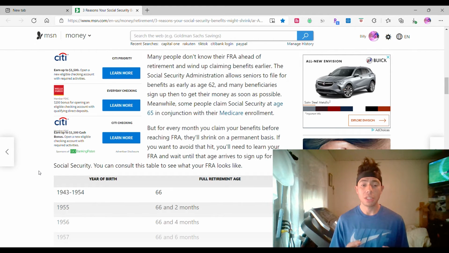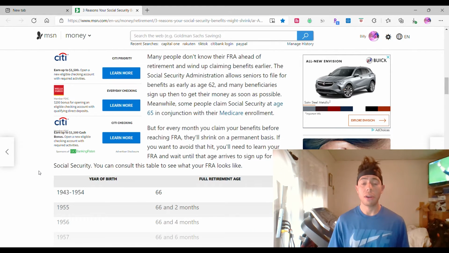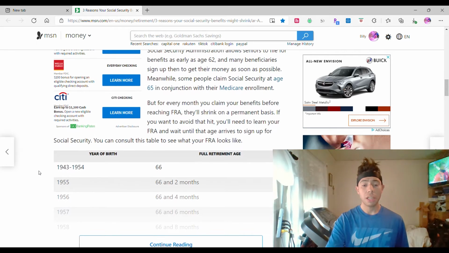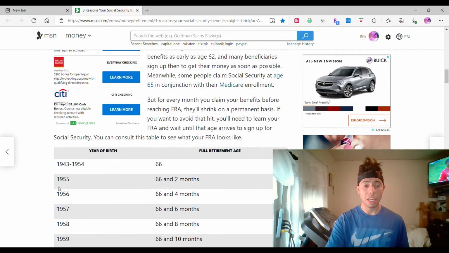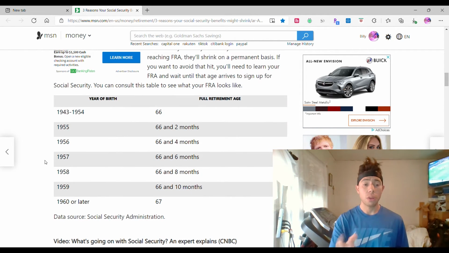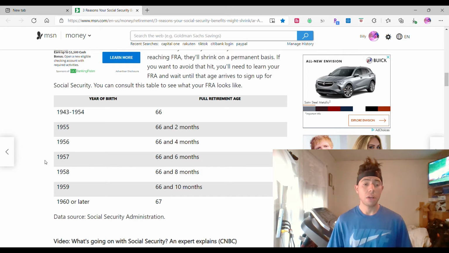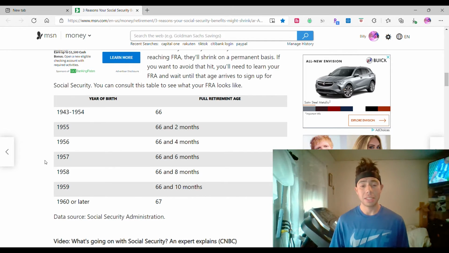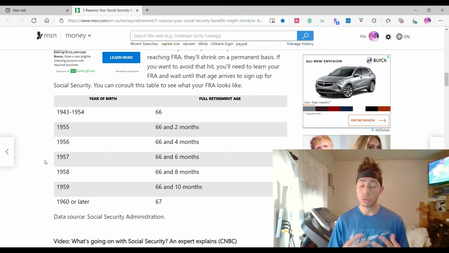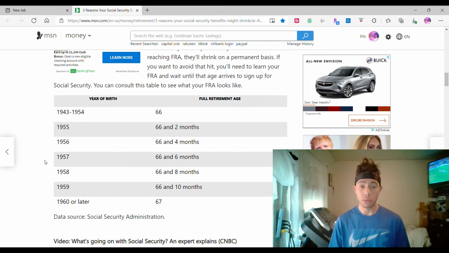You can consult this table to see what your FRA looks like. If you don't know your FRA, you can look at this table. It says if you're born between 1943 and 1954, your full retirement age is 66. If it's 1955 onward, it goes between 66 and 67 years old. So that's mostly your FRA, and that's when you're usually supposed to retire, if you wish to retire.